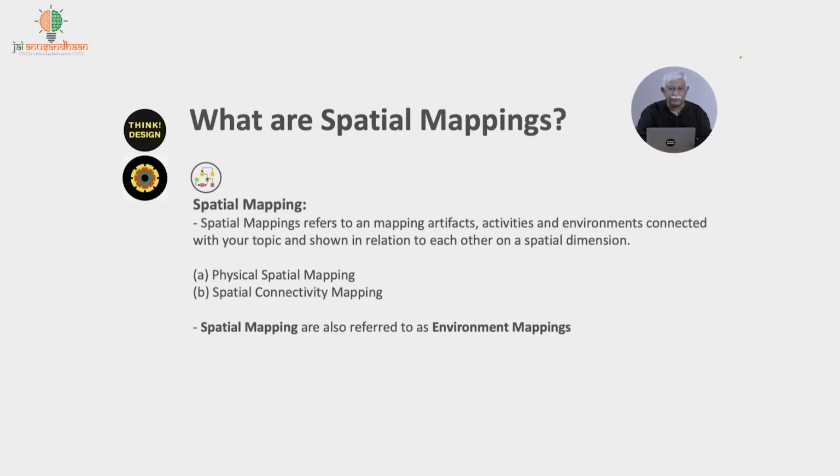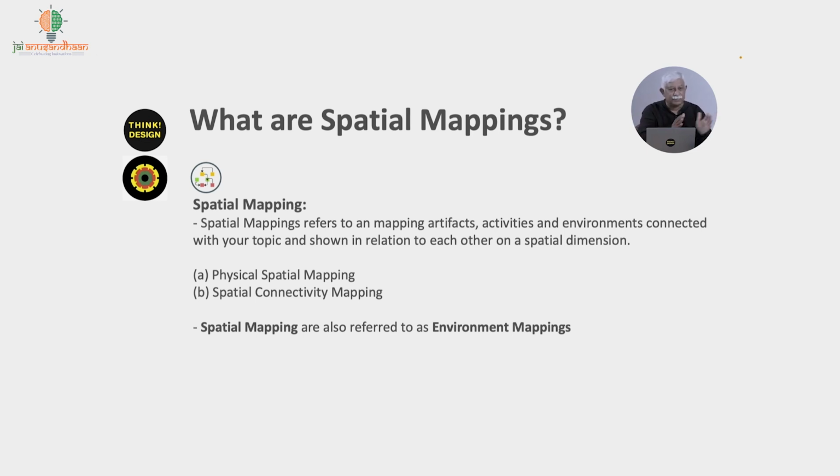Spatial mappings refer to mapping of artifacts, activities and environments, again connected with your topic, and now shown in relation to each other on a spatial dimension. Okay, so you map all the things that are connected with your subject on a spatial dimension. There are two kinds, with a very subtle difference between the two.